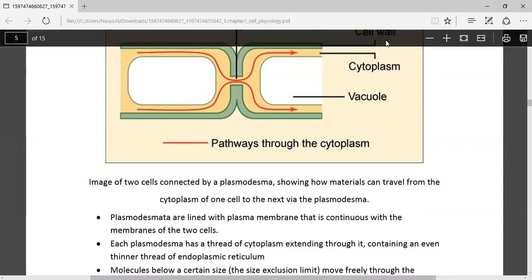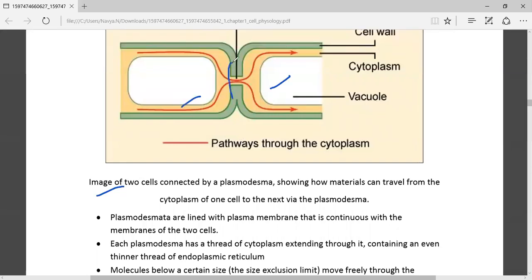This image shows two cells that are connected by the plasmodesma. It shows how materials can travel from the cytoplasm of one cell to the next cell. That is how it works.